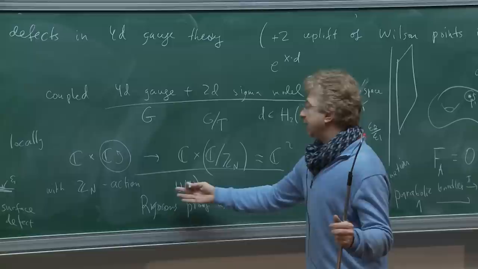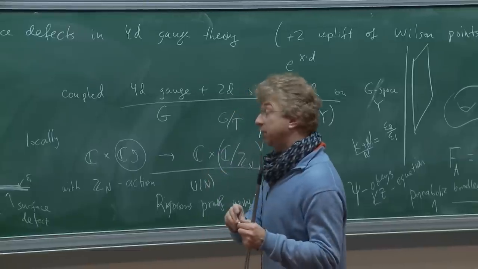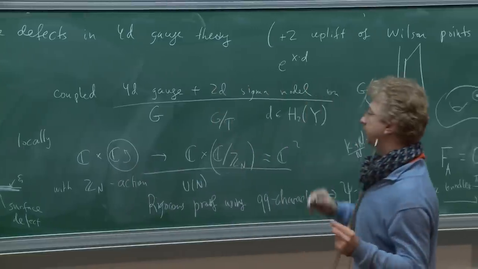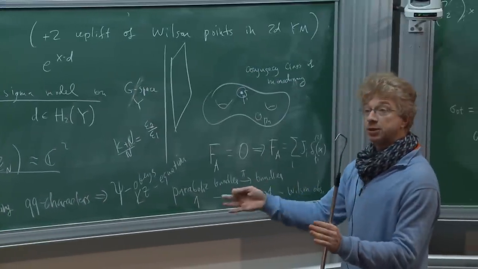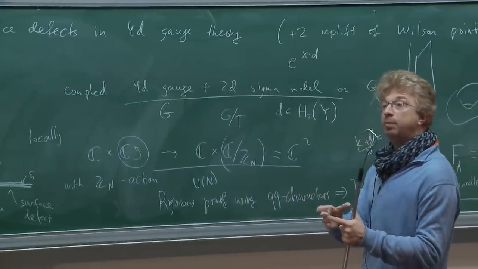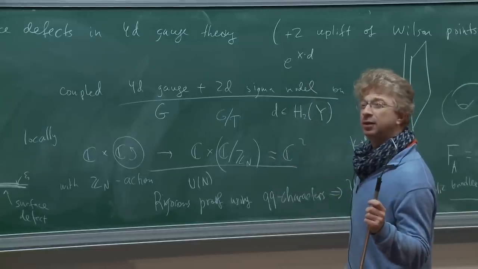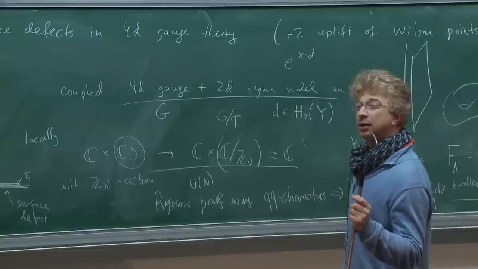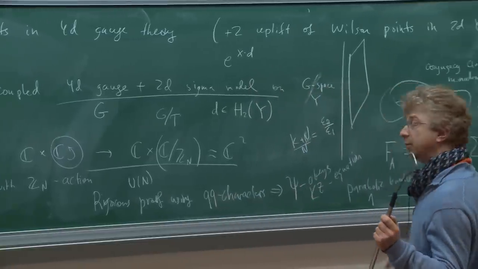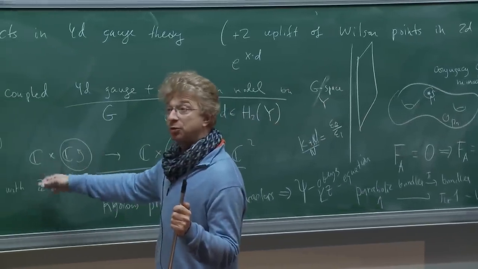I need to specify the action of this cyclic group on the framing data of my sheaves at infinity. I need to specify the representation in some vector space, and then you have multiplicities with which the irreducible representations of the cyclic group appear. These multiplicities determine the kind of partial flag variety you get for Y, which is your surface defect. You don't necessarily fix the maximal surface defect, but here you fix the maximal, so-called regular one, where n is the same as the rank of the gauge group, and you choose a regular representation.